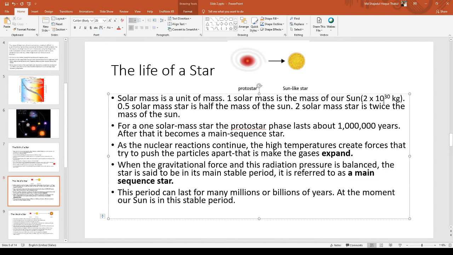What is 3 solar mass? 3 into 2 into 10 to the power 30 kg. What is 0.5 solar mass? 0.5 into 2 into 10 to the power 30 kg. Get it? It's just 0.5 times the mass of our sun. 2 solar mass means 2 times the mass of our sun. 3 solar mass means 3 times the mass of our sun. That's it. It's a unit of mass. I hope that clears the question.